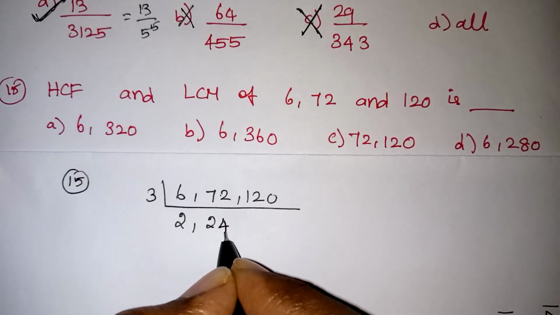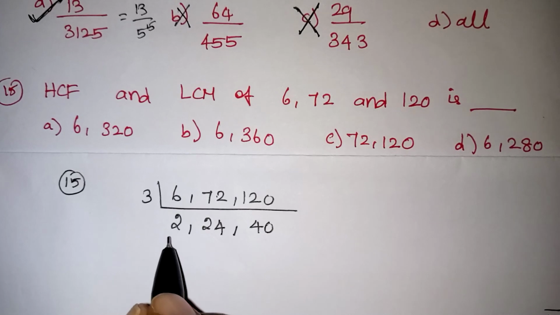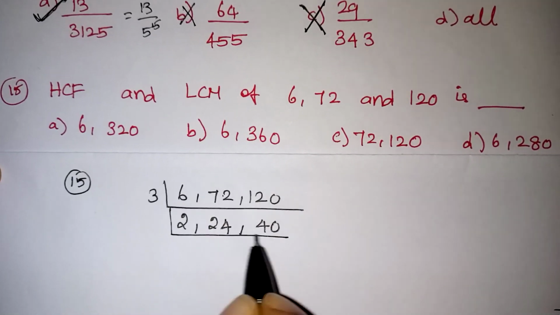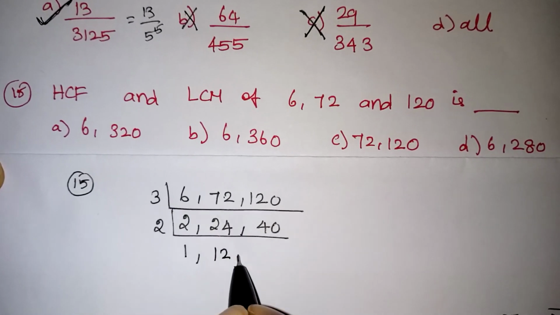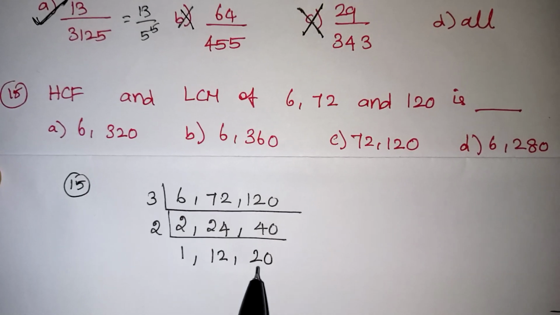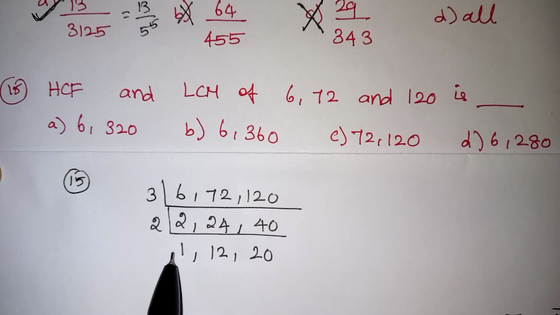Balance 1, 4, 24 we are getting. 3 4s are 12, this is 0. So again, will all these 3 numbers come in any other table? Yes, it will come in 2 table. 2 table 1 time, this is 12 times, and 40 will be 20 times. Now these 3 numbers don't have any common tables because here we reached 1. We don't have any common numbers here.